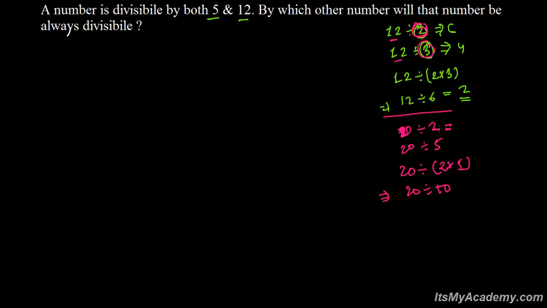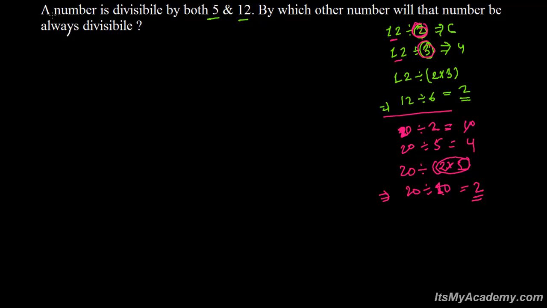And we know that if you divide 20 by 2 you'll get 10, and if you divide 20 by 5 you'll get 4, and 2 times 5 is 10. So if you divide 20 by 10 you'll get 2. And this was the theorem, or you can say the divisibility property.